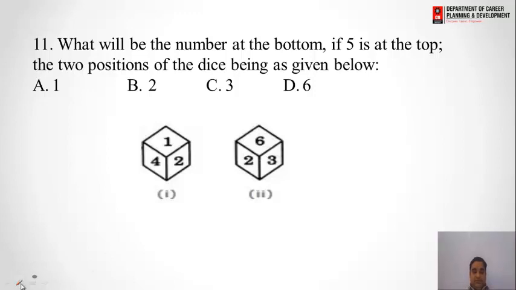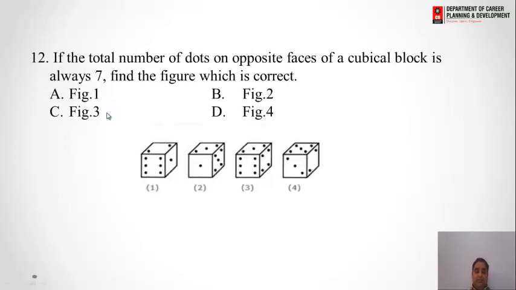The next question: what will be the number at the bottom if 5 is at the top and the top position of the dice is as shown below? Basically we need to find the face opposite to the 5 we have. Now in this case 2 is having its edges like 4, 1, 6 and 3. The unseen part is 5. It means 2 is having these 4 edges. It means the side opposite to 5 is 2. Option B is the right answer for this question.